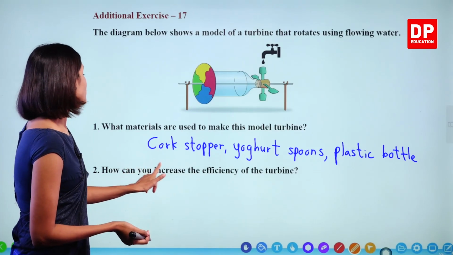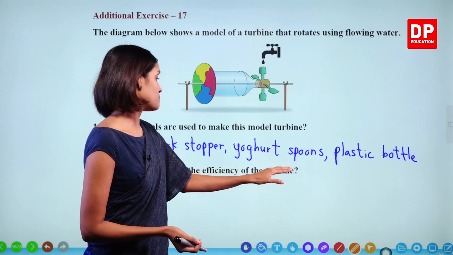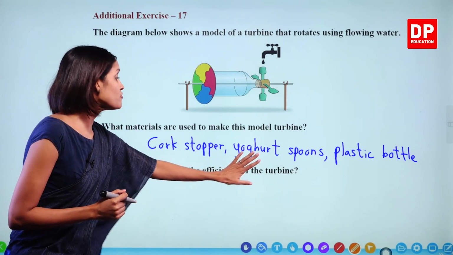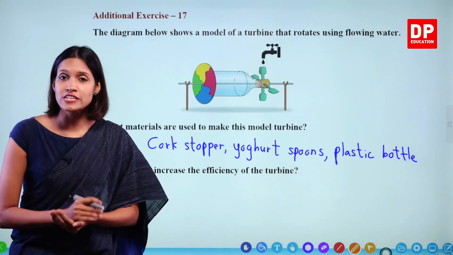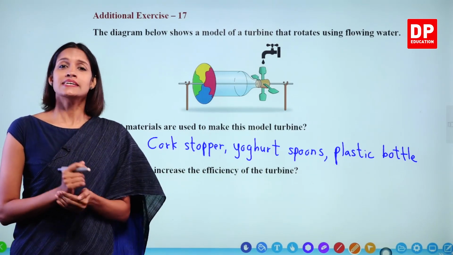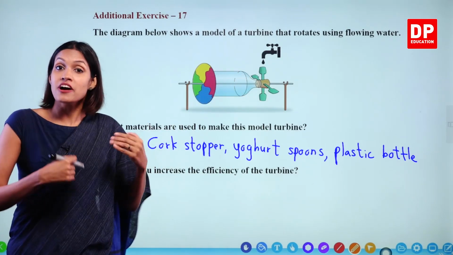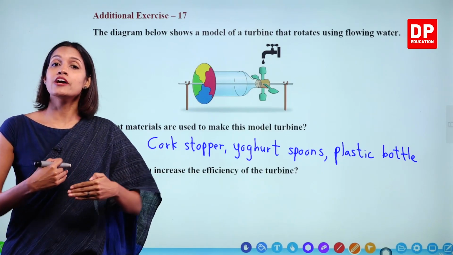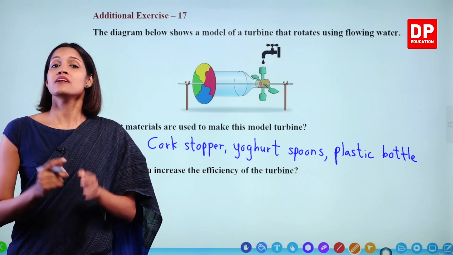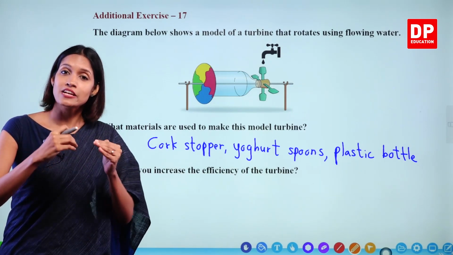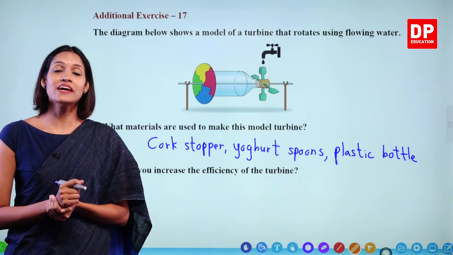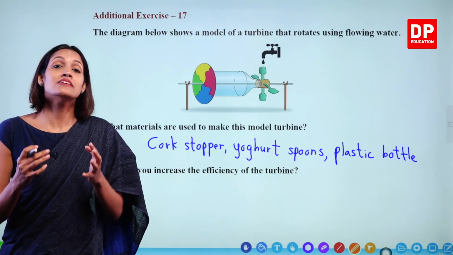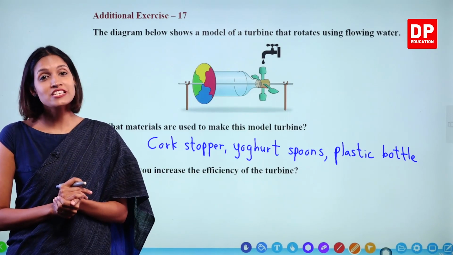Next one. How can you increase the efficiency of the turbine? What do you mean by the efficiency of a turbine, children? Efficiency of the turbine means the speed of rotation. I explained to you all that when the turbine rotates fast, now let's consider if this is a hydropower plant. When the turbine rotates fast, what happens, children? The dynamo that is fixed to the turbine also will rotate fast, right? When the dynamo rotates fast, then what happens, children? It can generate more electricity, right, children?